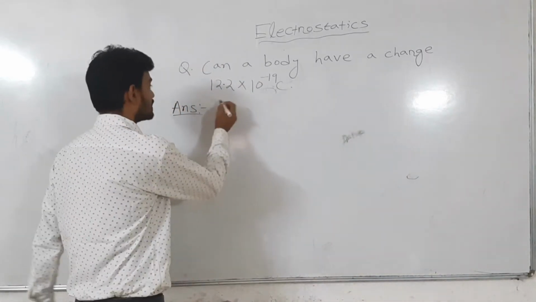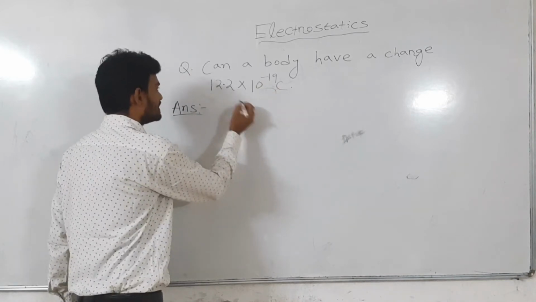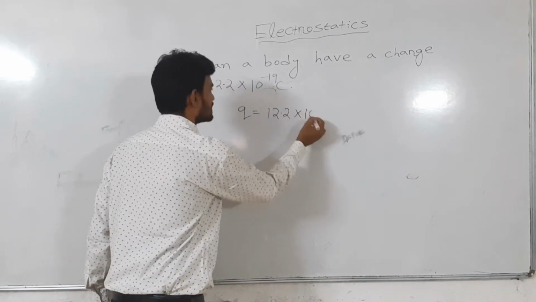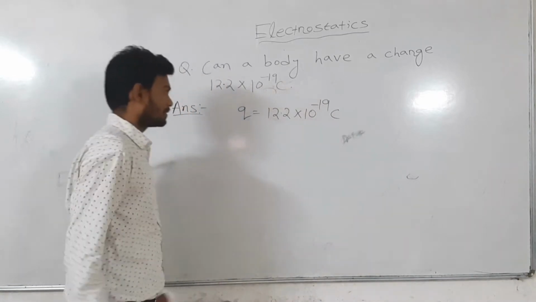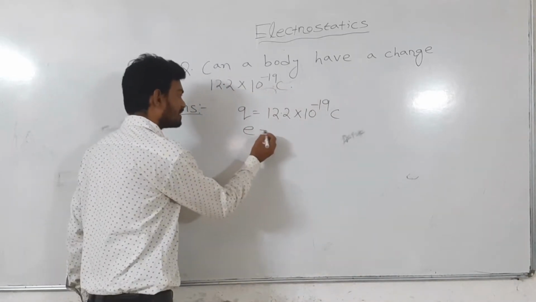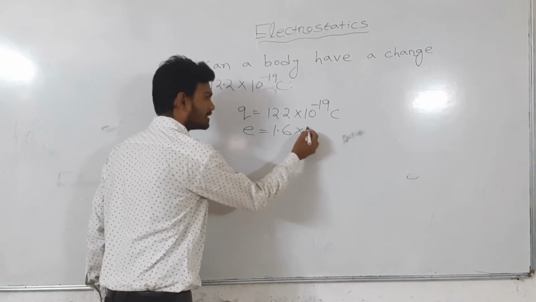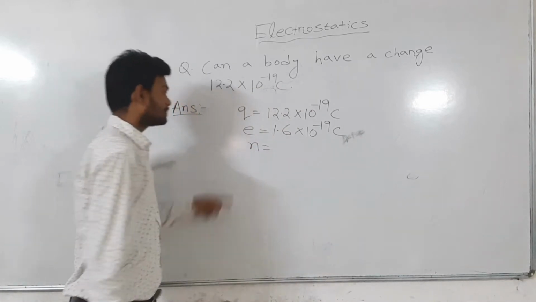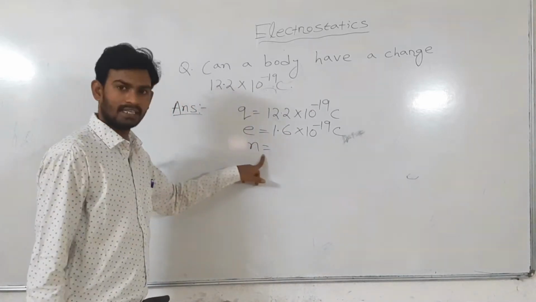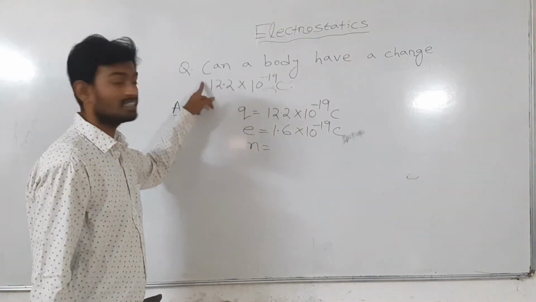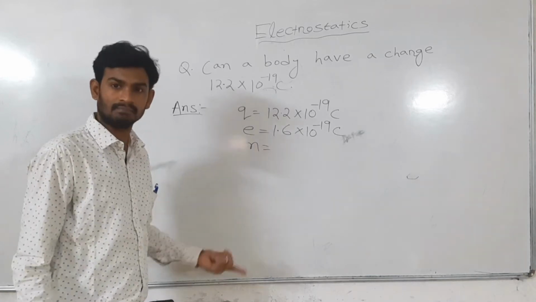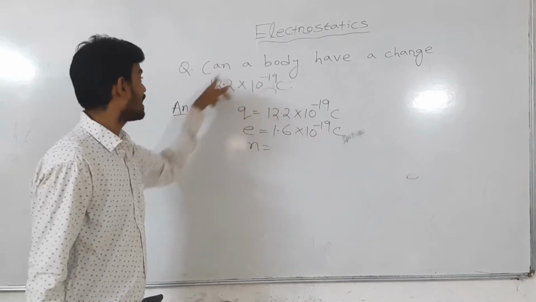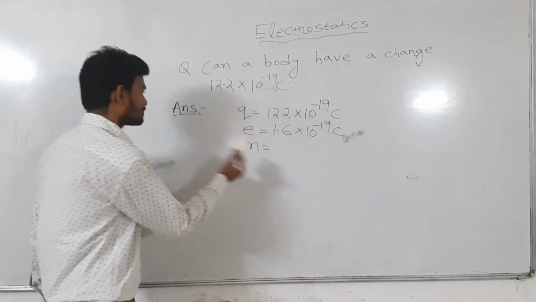Here it is given that the charge of the body is 12.2 into 10 to the power minus 19 Coulomb, and we know that E is equal to 1.6 into 10 to the power minus 19 Coulomb. We have to find out N. If this N is an integer, then the answer is correct. If this N is a decimal number, then the body cannot have this much charge. So let us find out.